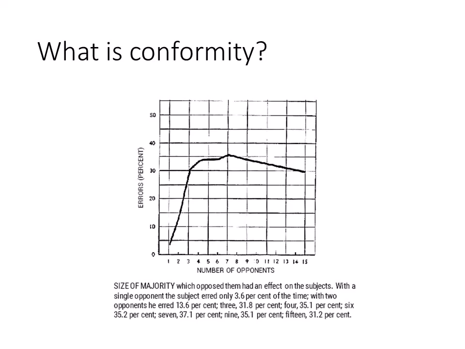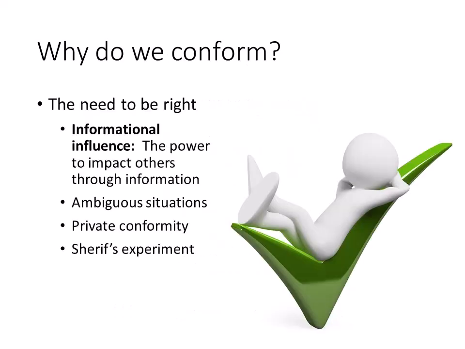Since the publication of both of these studies, social psychologists have replicated their results and expanded our understanding of why we conform. Let's take a look at some of the reasons we conform to the group. One of the reasons we conform is because we have a need to be right. If we think other people are correct in their judgments, we may conform, especially when we aren't sure or don't know. This is called informational influence, the power to impact others through information.